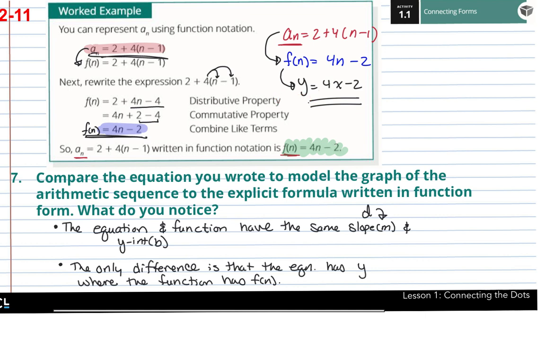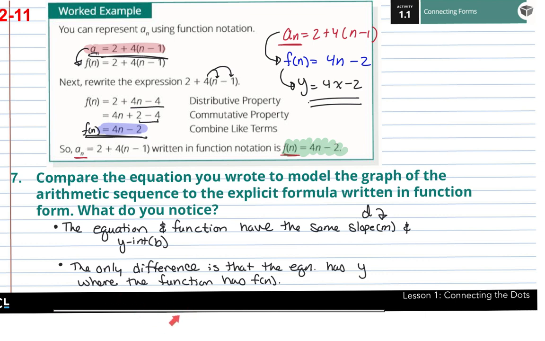When we're comparing it, specifically, if you look at these two, they both have the same slope and they both have the same y-intercept. So that's what I wrote down. The equation and the function have the same slope and the y-intercept. A difference that you notice between these two at least, this one has a function notation, then it has a y. That's basically what I wrote here. The only difference is that the equation has y, where the function has an f of n.